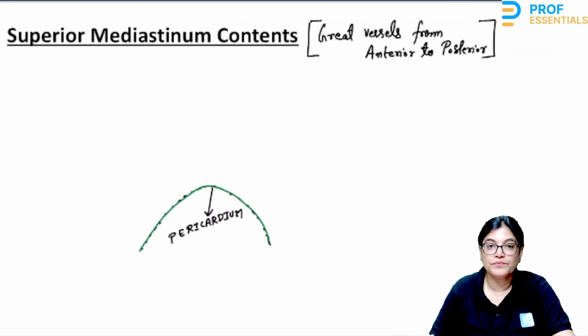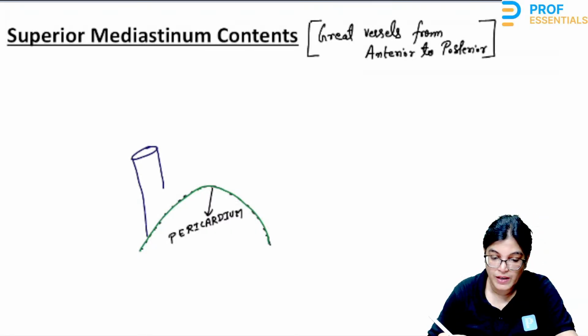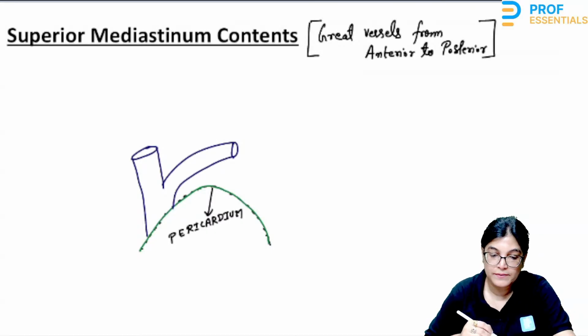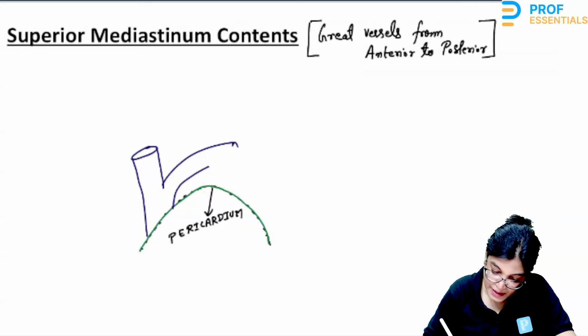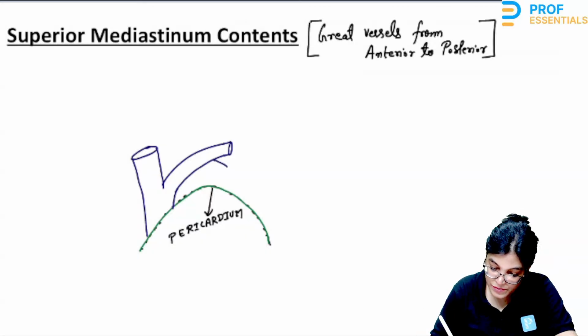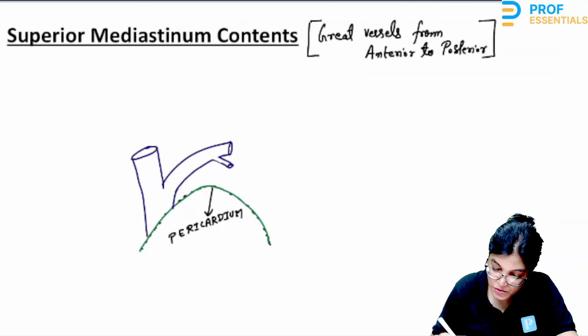Now, above it, we will have a few important structures. So let's make the great veins, the superior vena cava and the brachiocephalic veins. So this is exactly the great veins. Got it? So in the left brachiocephalic vein, we will also have the left superior intercostal vein.